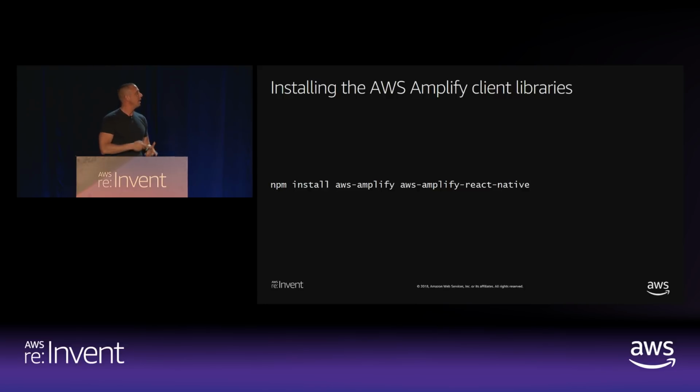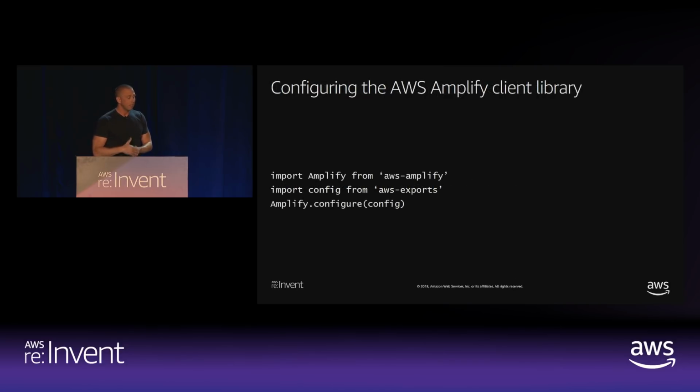So dash Vue, dash React Native, dash React, dash whatever. And then you're ready to go. Once you've installed your dependencies and you have your new Amplify project created locally, you can then start using the project right away. And you would configure the project at a root level of your application.